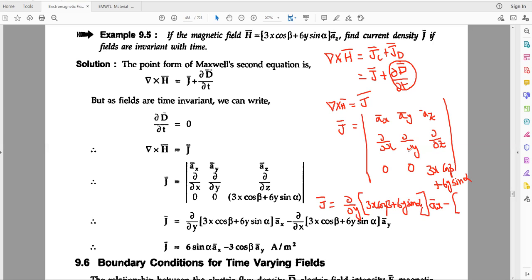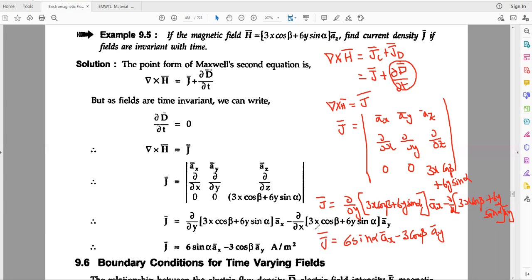And the AY bar coefficient has the minus sign, my dear friends. So minus, and for AY bar it is dou by dou X of 3x cos beta plus 6y sin alpha into AY bar. And coming to the AZ bar, both the terms are 0. There is no AZ bar coefficient. Now apply here the dou by dou Y. So the first term is 0 because it's a constant, there is no Y term. And here 6y sin alpha, dou by dou Y is 6 sin alpha, so 6 sin alpha AX bar, and minus dou by dou X. For the second term, there is no X term, so the second term is 0. And the first becomes 3 cos beta AY bar.